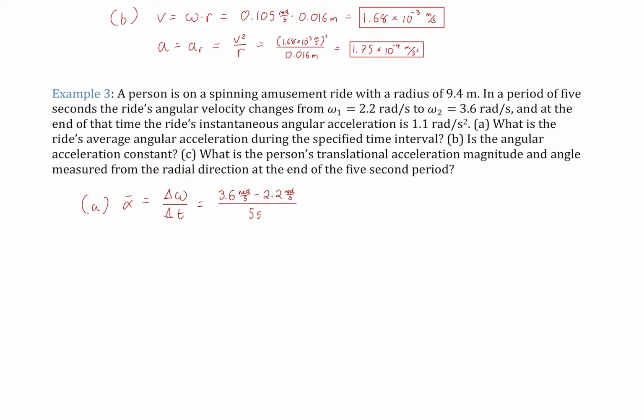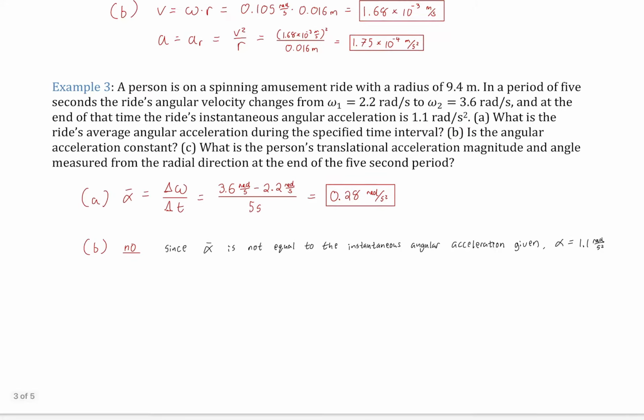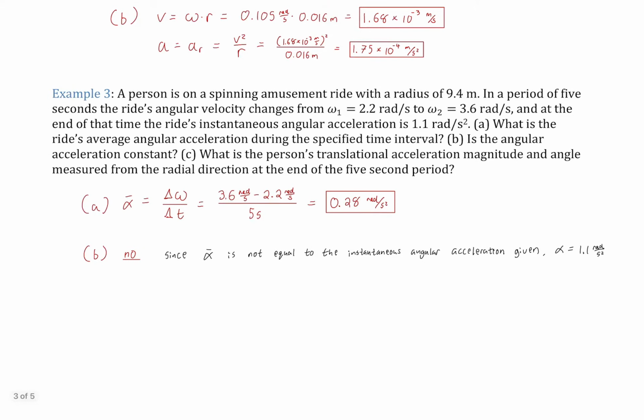Because they are. They all have parallels, right? All our quantities. So then we get 0.28 radians per second squared, our average angular acceleration. All right? Now, is it constant? Well, no. Because look, the average is 0.28, and we were told the value at the end of that time period is 1.1, which is way bigger than 0.28. So clearly it's not staying constant, it's speeding up. So it's definitely not a constant angular acceleration.